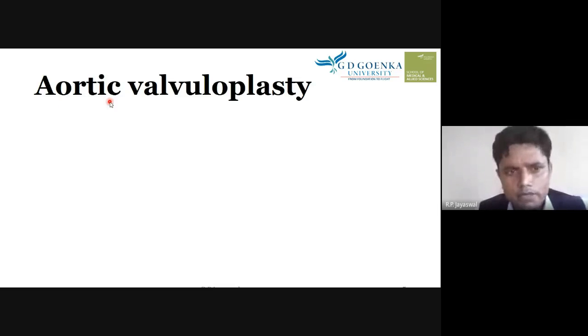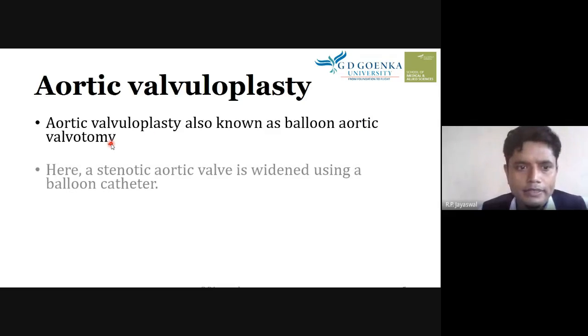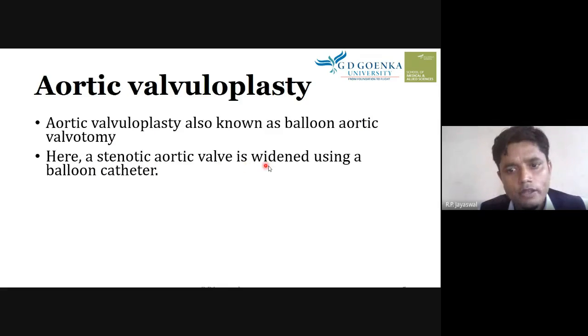Here we are going to learn about aortic valvuloplasty, where the aortic valve, which is abnormal and has undergone the stenosis process, will be corrected. Aortic valvuloplasty, also known as balloon aortic valvotomy, is where a stenotic aortic valve is widened using a balloon catheter. This aortic valve has undergone stenosis, so it usually becomes narrow. Now it is widened using a balloon catheter.